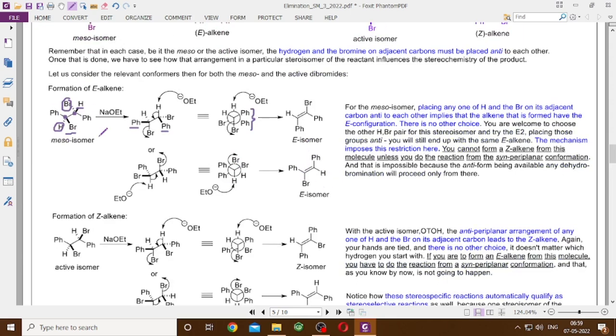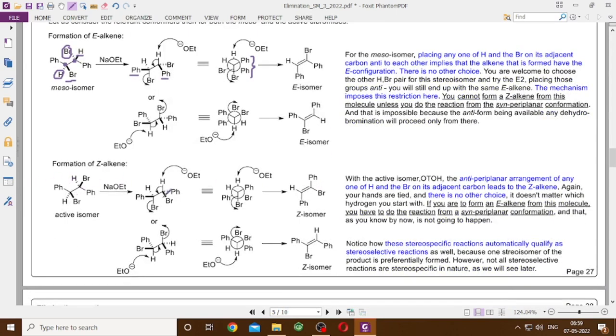If you want to make the Z alkene from the meso isomer, then you have to come out of the anti periplanar orientation. If you think that the elimination can take place via syn periplanar orientation, then only you can get the Z alkene from the meso isomer. But as we know, if the molecule can access the anti periplanar conformation, why would it go syn periplanar? And that is why meso isomer leads to the formation of E isomer.